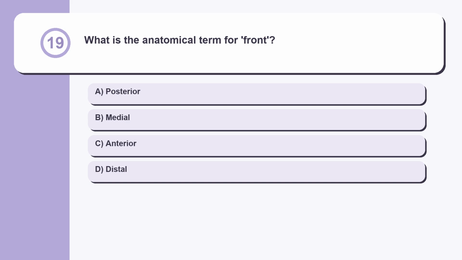Question 19. What is the anatomical term for front? Posterior, medial, anterior, distal. Anterior is toward the front.